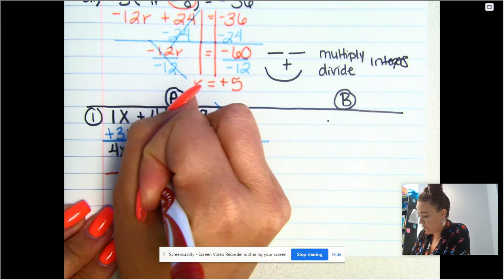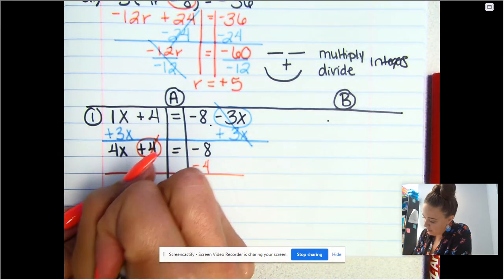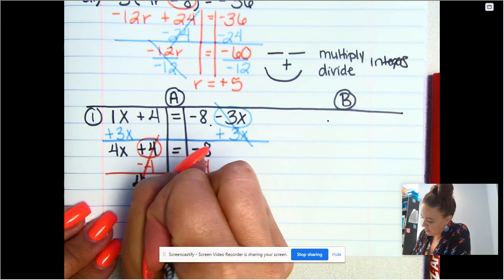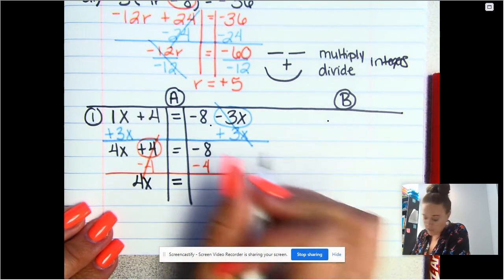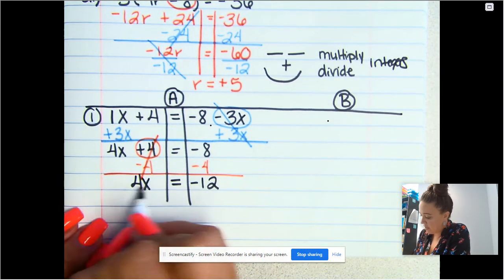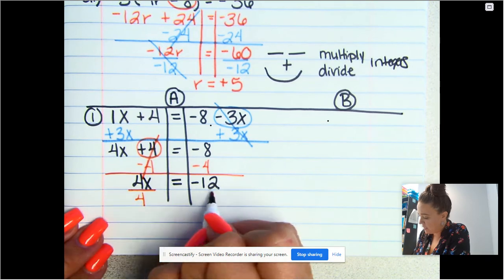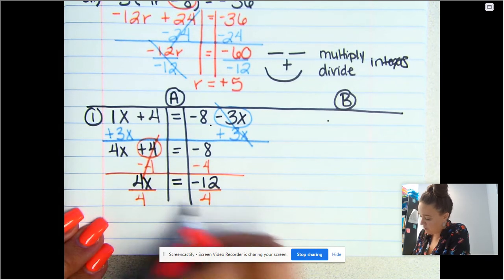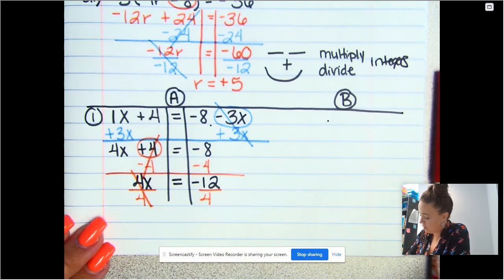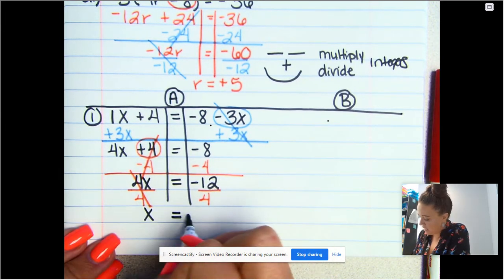4 minus 4, or 4 plus a negative 4, cancels, creates a zero pair, and we are left with 4x. And negative 8 minus 4 gives me negative 12. Our last and final step, because we still don't have x by itself, is going to be dividing by 4 on both sides. 4 divided by 4 cancels. So then we are left with x is equal to negative 3.